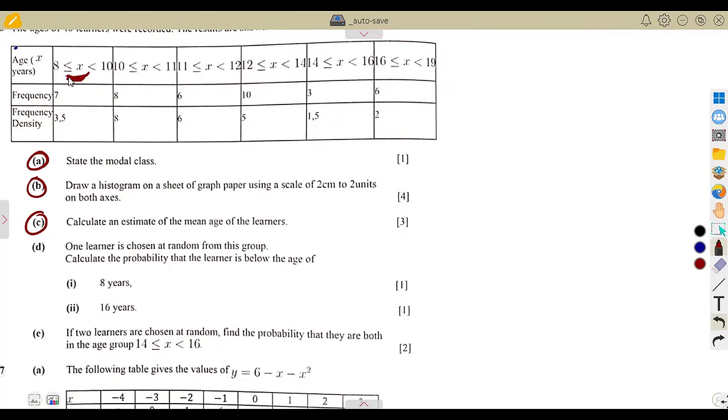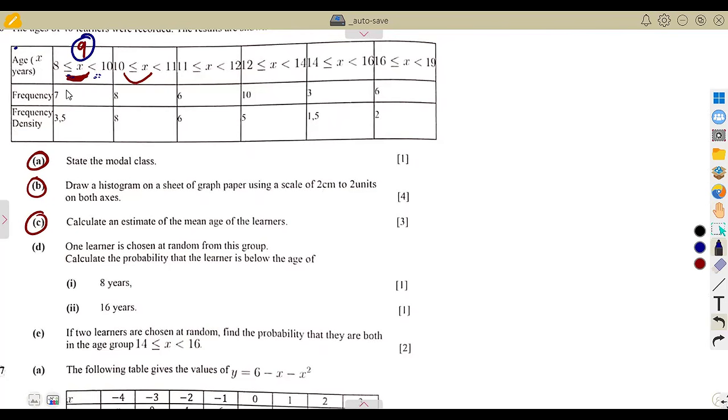So the class center of the first class between 8 and 10. How do you find the class center? The lower class plus the upper class divided by 2. So that gives us a 9. Even by sight, the number between 8 and 10, just like a midpoint, is 9. So that is the class center.